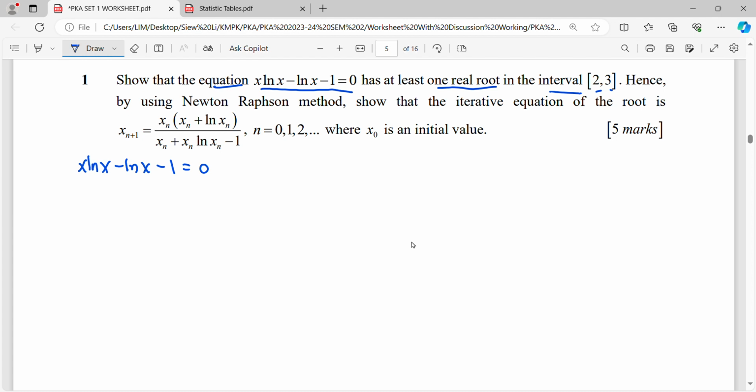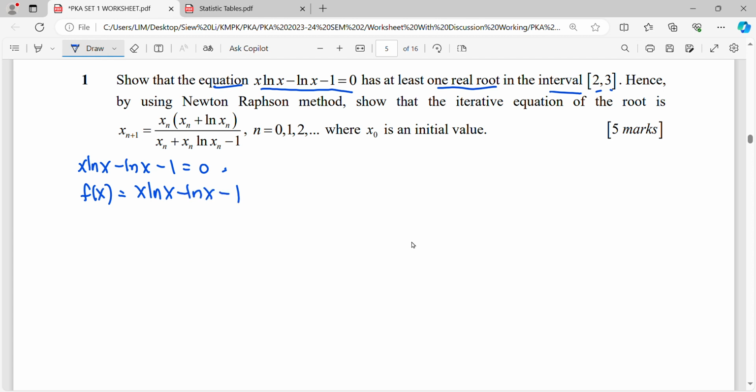What you need in the Newton Raphson method is not the equation only, we need a function. So let the equation equal to 0. This one is already the given equation equals to 0. And we need to express it as a function f(x). Since it equals 0, we set it equal to f(x). So your function will be x ln x minus ln x minus 1.